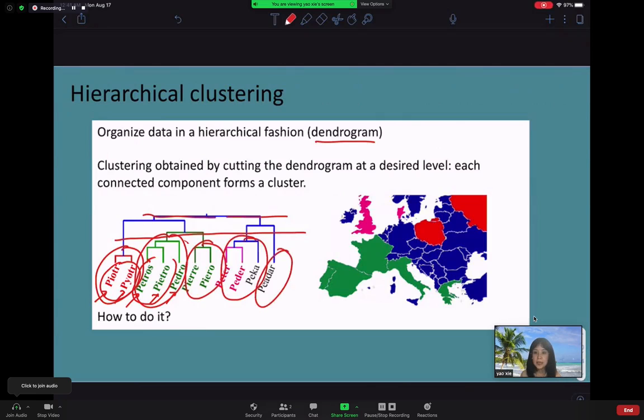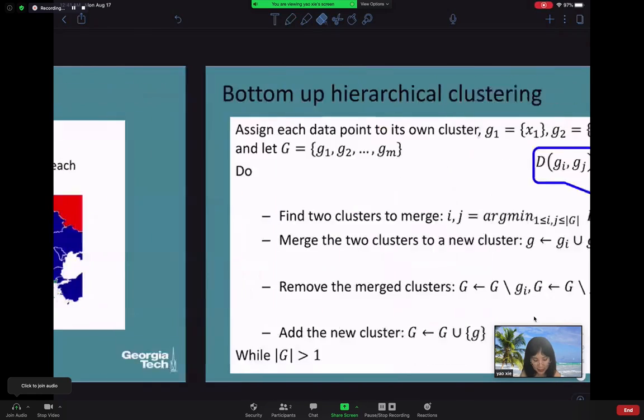Okay, and so the hierarchical clustering is going to give you more information in the sense that you will be able to understand how the data are grouped together at a pretty fine-grained level, and you can zoom in and zoom out by looking at different levels of the tree. And the right-hand side is, I find, a pretty interesting example to illustrate how the different countries in the EU, in Europe, can be organized in a cluster fashion.